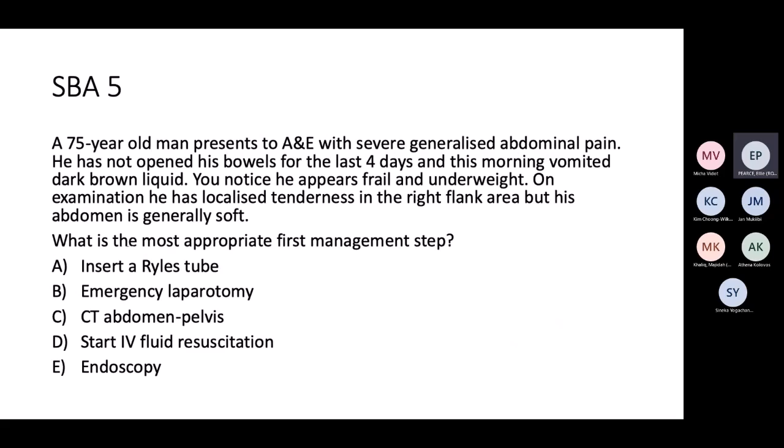So we're just over halfway now. So question number 5, a 75-year-old man comes to A&E with severe generalized abdominal pain, and he's not opened his bowels for the last 4 days, and this morning he vomited some dark brown liquid. He appears frail and underweight. On examination, he has localized tenderness in the right flank, but his abdomen is generally soft. What is the most appropriate first management step for him?